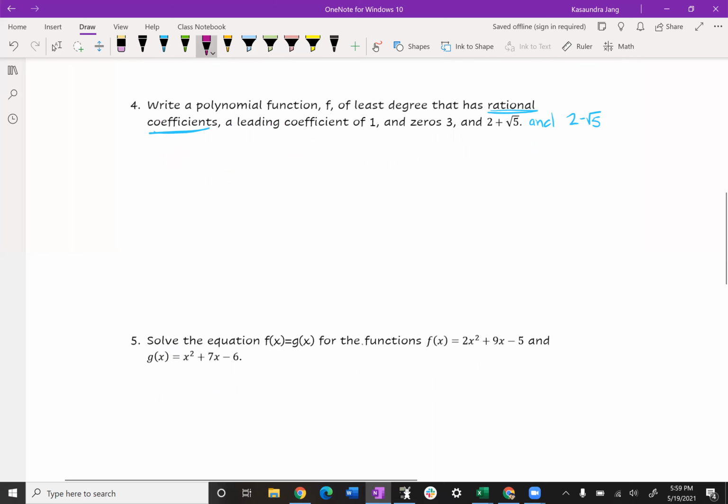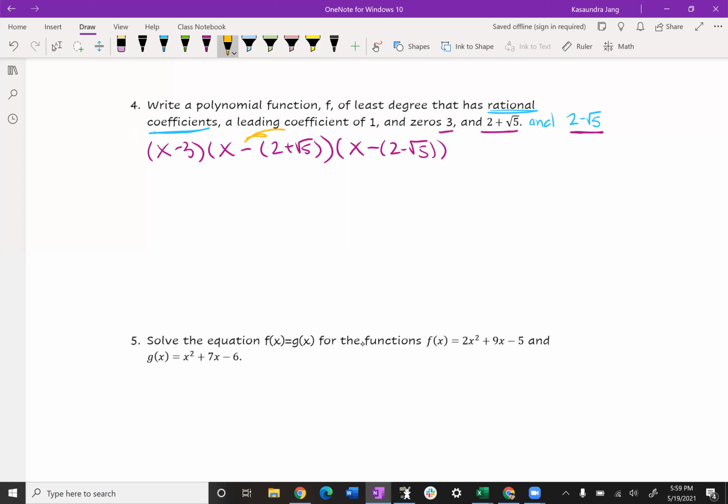But on the previous one, I had nice pretty whole numbers, but I've got to now take the 3 they gave me, the 2 plus root 5, and its conjugate, the 2 minus root 5, into their factors. I've got an x minus 3 and x minus (2 plus root 5). Notice I'm using the parentheses around that. And x minus (2 minus root 5). My point is, make sure you distribute the negative to both the 2 and the root 5.